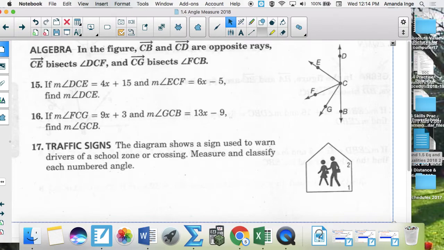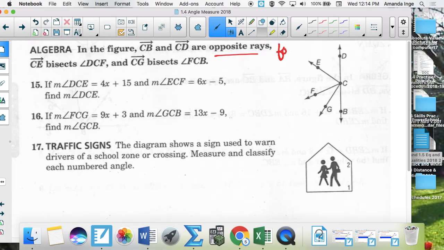So up here, guys, we want to look at what it says. It says at the top that CB and CD are opposite rays. Opposite rays have the same endpoint and go in opposite directions. So that means they form a straight line. A straight line is how many degrees? 180.